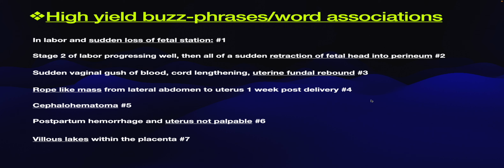And we have a sudden vaginal gush of blood, cord lengthening, and a uterine fundal rebound. This again is the uterine rupture.